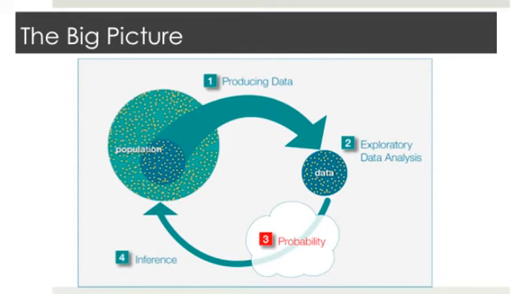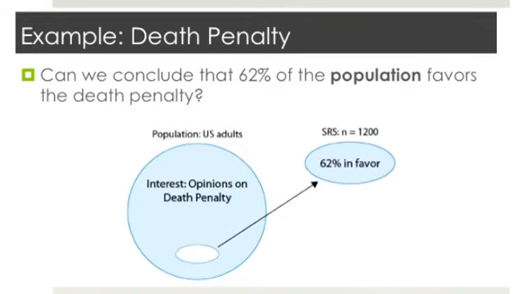So let's use a quick example about the death penalty to try to get at that. So let's suppose we're interested in estimating the percentage of U.S. adults who favor the death penalty. In order to do that, we choose a random sample of 1,200 adults, and we ask their opinion. Do they either favor or oppose the death penalty? And in our sample, we find that 744, or approximately 62%, are in favor. So the question becomes, can we conclude that 62% of the population, not the sample, but the population, favors the death penalty?